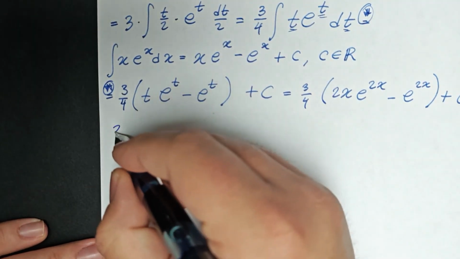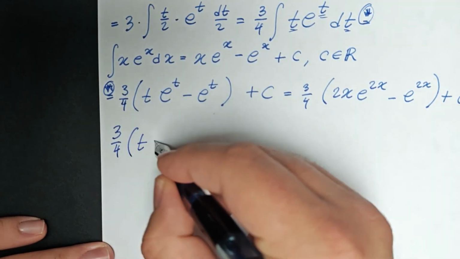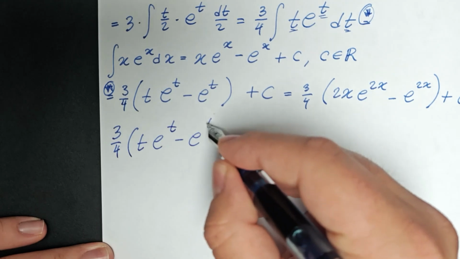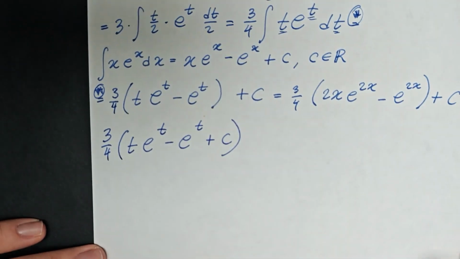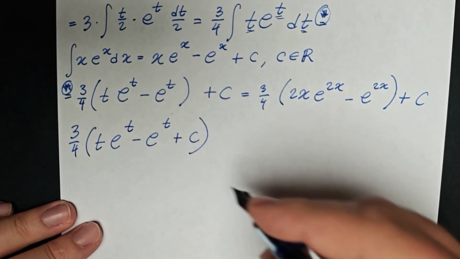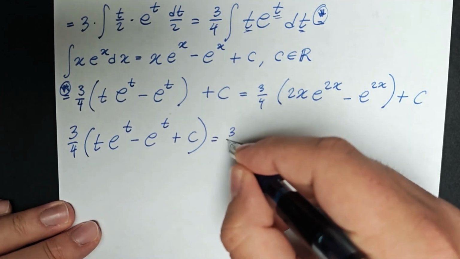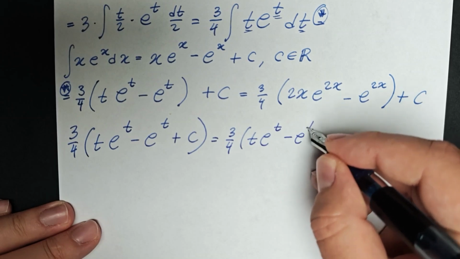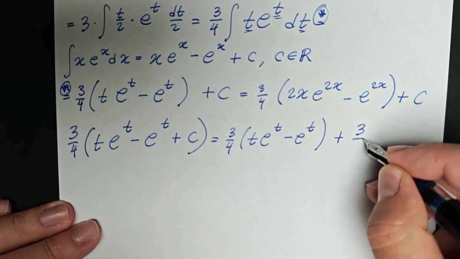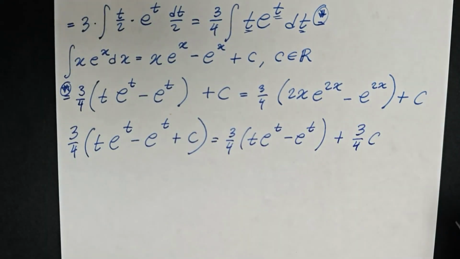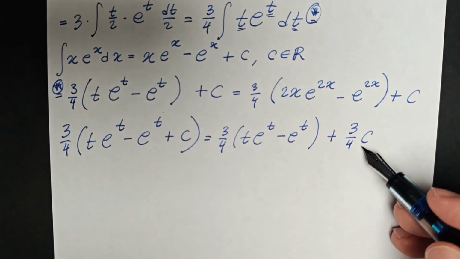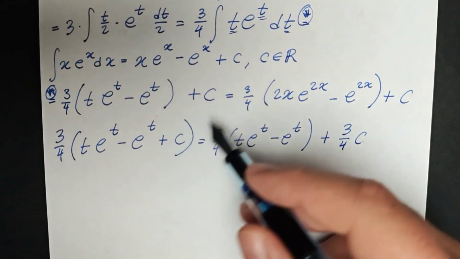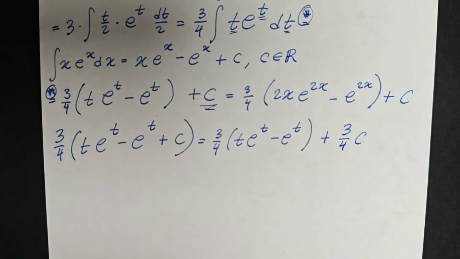We have that 3/4 t e to the power t minus e to the power t plus c, and then the closed bracket. Well, that is of course 3/4 t e to the power t minus e to the power t and then plus 3/4 of c. You have 3/4 of c, not just c as you wrote here.